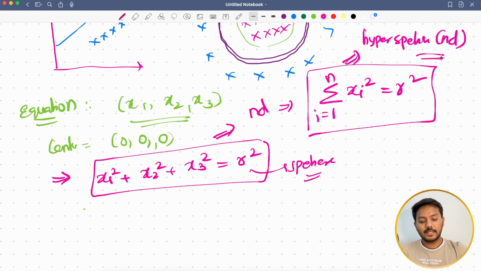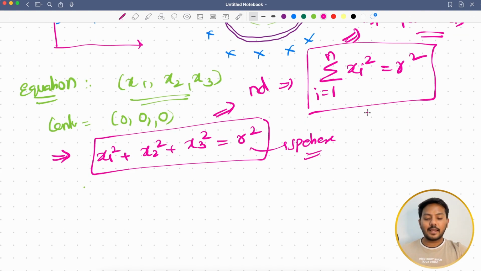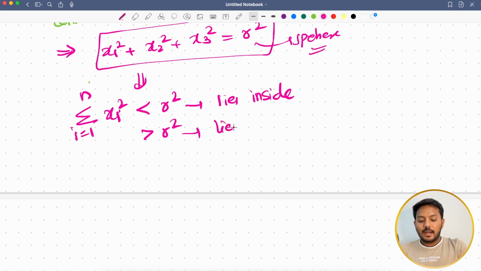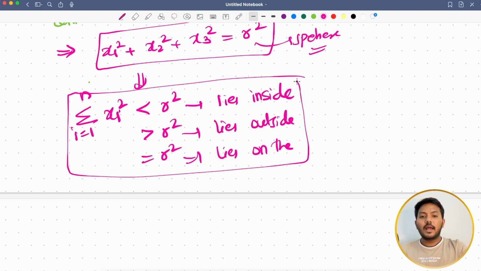These are all the things that we need to learn. If you want to generalize whether a given point lies inside or outside, how will you calculate? If sigma i equal to 1 to n of xi square is less than r square, it lies inside; if it is greater than r square, it lies outside; and if it is equal to r square, it lies on the circle or sphere.